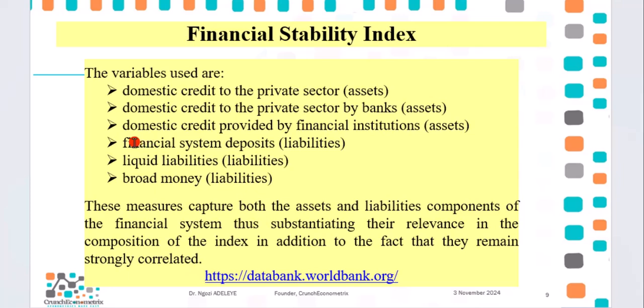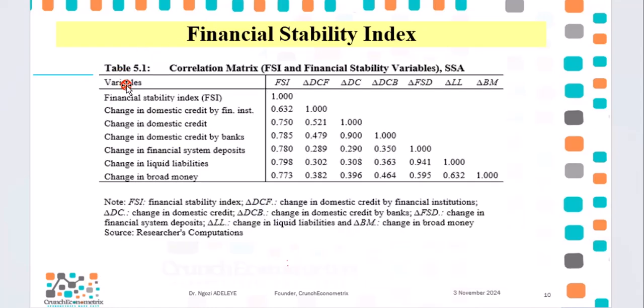This measure captures both the assets and liability components of the financial system, which substantiates their relevance in the composition of the index, in addition to the fact that they remain strongly correlated. I got these indicators from the World Bank data. So here is the link. For further justification, you can see the correlation matrix to show that these variables are highly correlated.